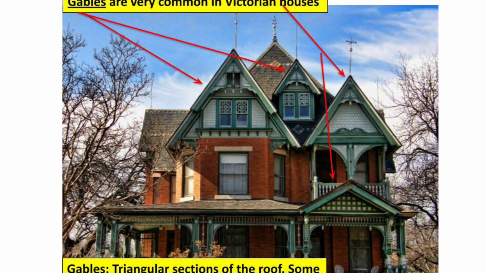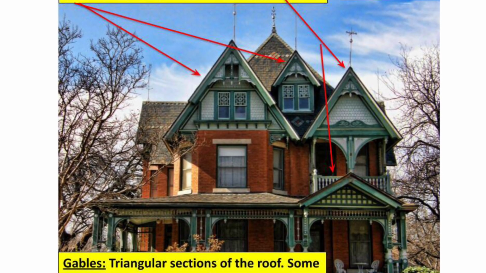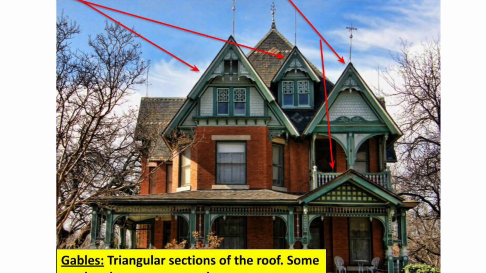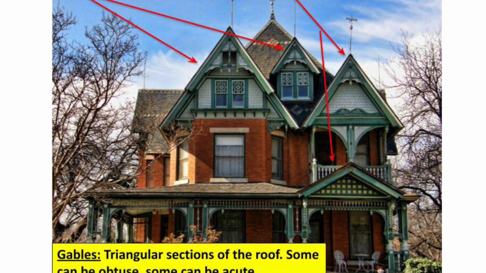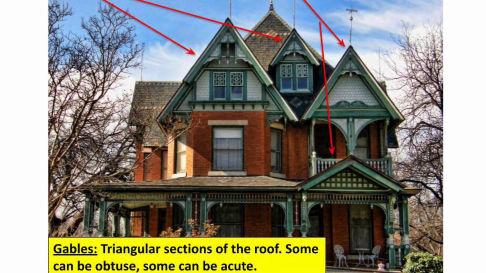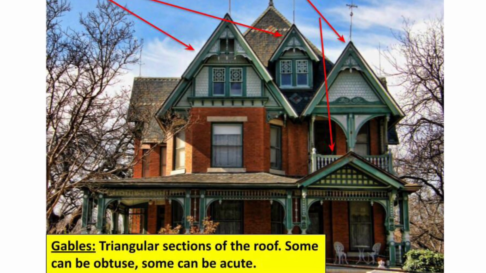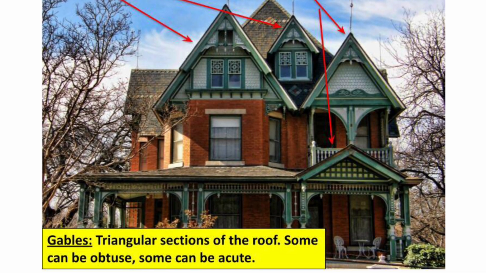Gables are very common in Victorian houses. As you can see in the photo, there are 4 gables on the front of the house with the arrows pointing to them. Gables are the triangular sections of the roof. Some of them can be obtuse, meaning more than 90-degree angles, and some can be acute, which means less than 90-degree angles.